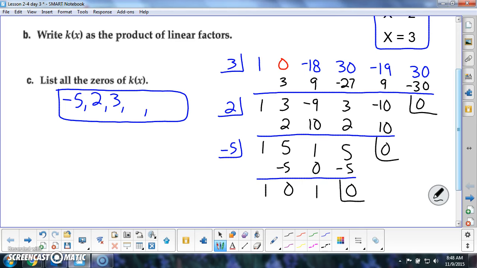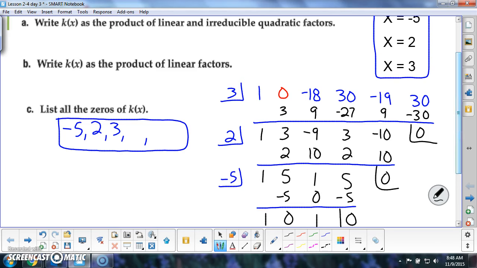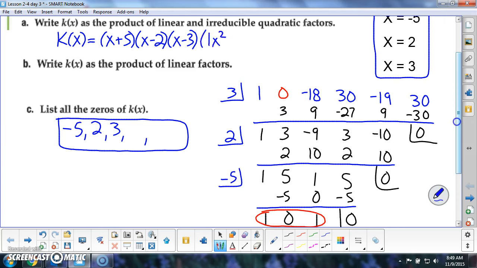And now I take these resulting coefficients, and that's going to help me write part A, product of linear and irreducible quadratic factors. So I'm going to say k of x equals x plus 5 because -5 is a 0. I'm going to write x minus 2 because 2 is a 0. I'm going to write x minus 3 because 3 is a 0. And I'm going to take these resulting coefficients down here at the bottom, and I'm going to write 1x squared. I could write plus 0x, but I'm not going to write 0x, plus 1. So there's the product of linear and irreducible quadratic factors.